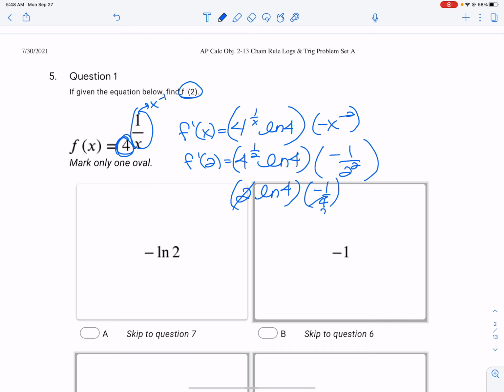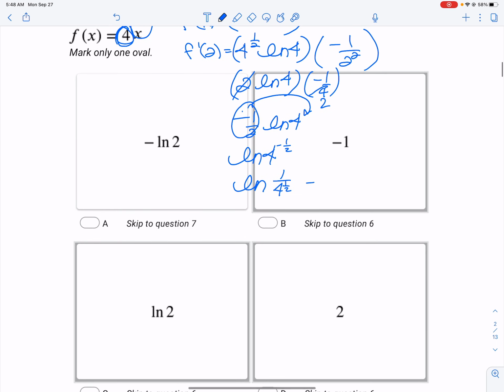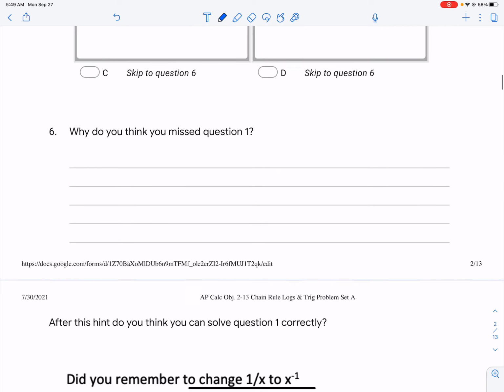So then the 2 and the 4 reduce. This gives me negative 1/2 ln of 4, which, by the properties of logarithms, becomes the exponent. So this is ln of 4 to the negative 1/2. So this is ln of 1 over 4 to the 1/2, which is ln of 1/2, which is the ln of 1 minus the ln of 2. So ln of 1 is 0, so this is just negative ln of 2, which is this one here. Okay.